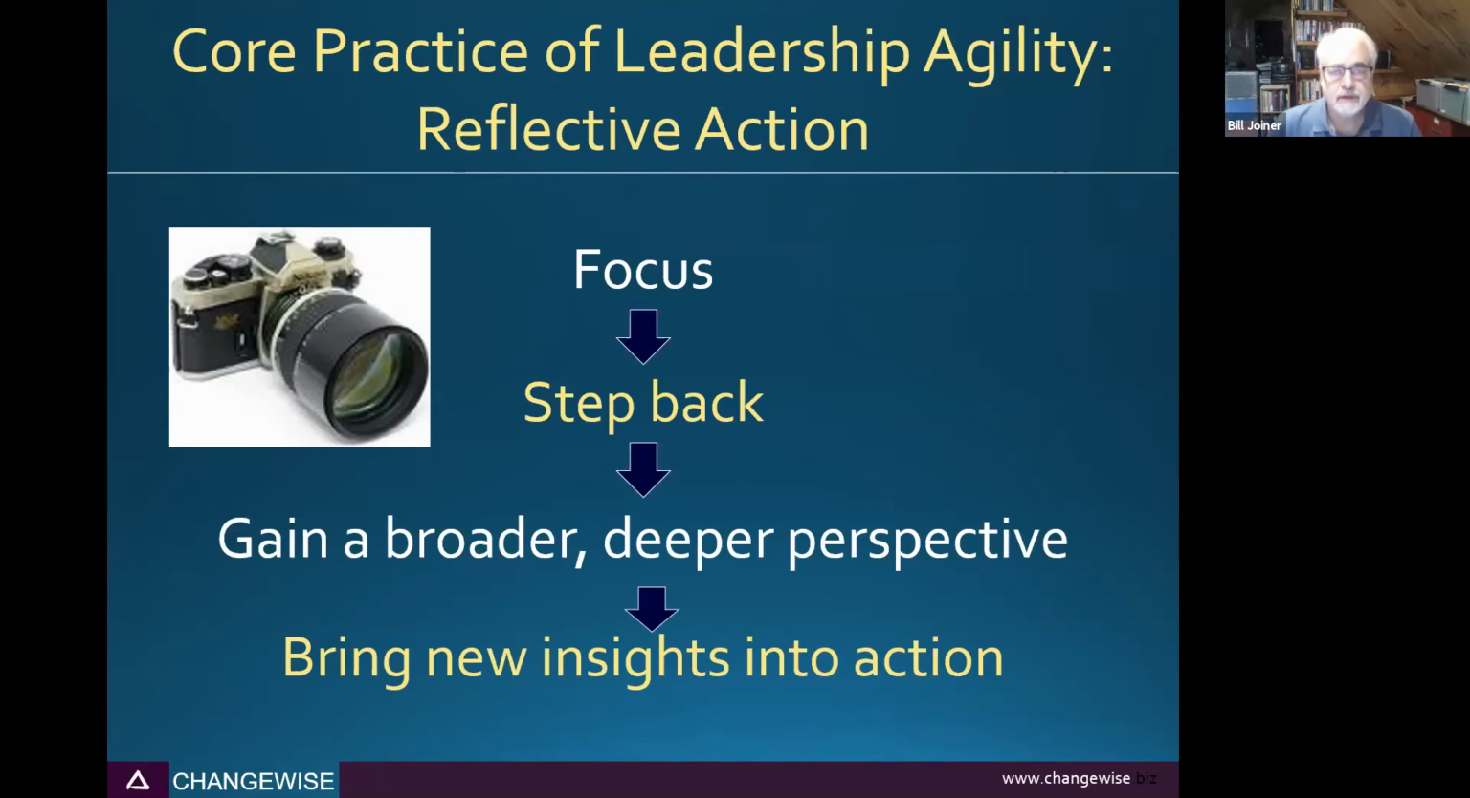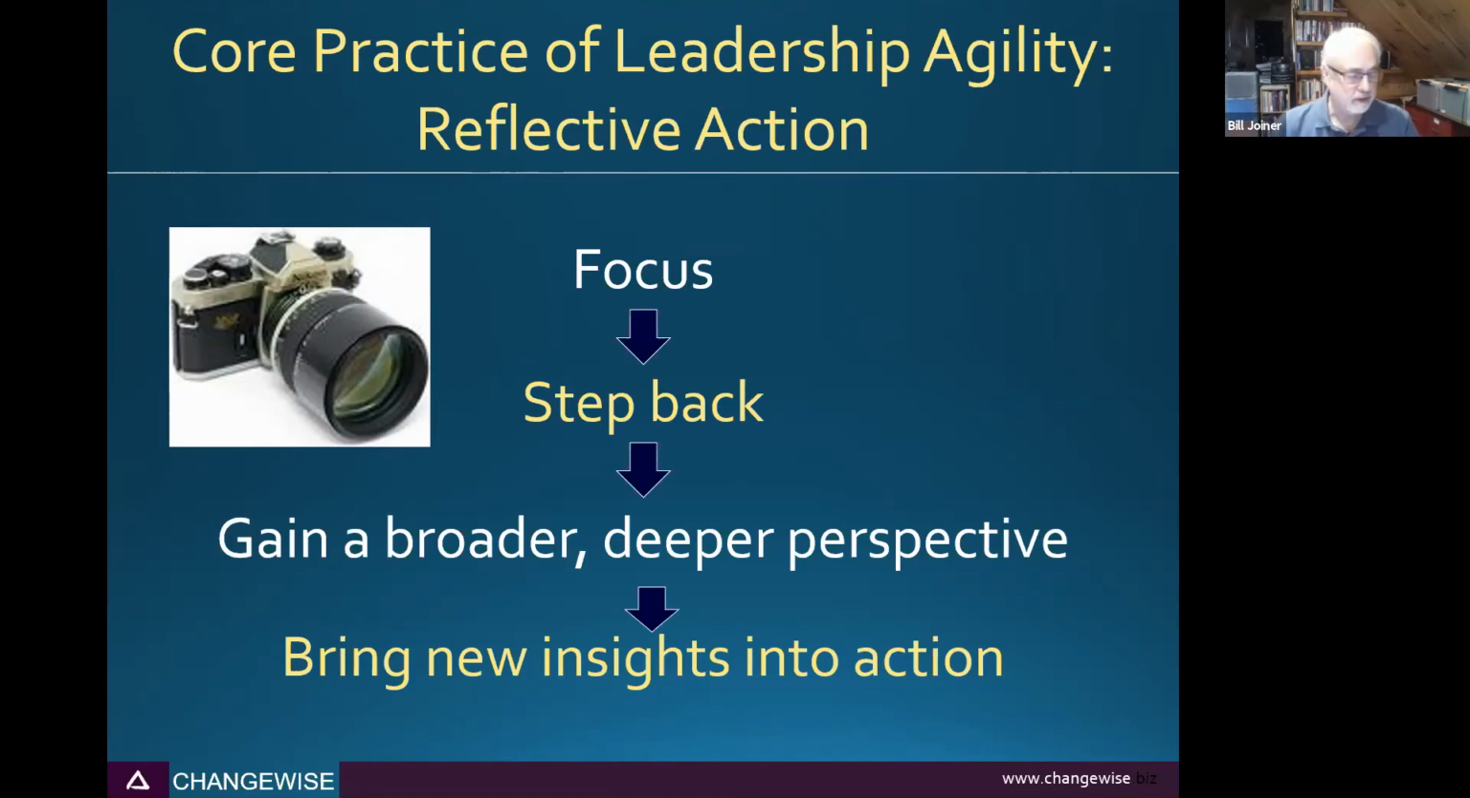At the core of it, as I mentioned earlier, is a practice. And I call this practice reflective action. So here's a way to think about it. It's sort of like a leader using a zoom lens. So much of the time, a leader is very focused in on what they're trying to accomplish as a leader.